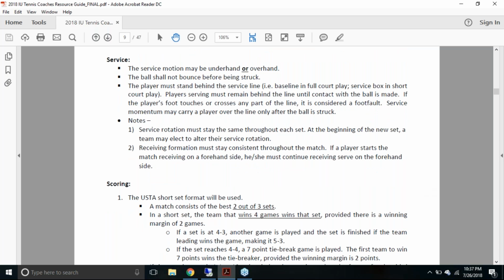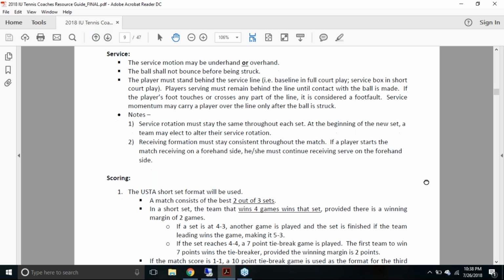For service, the service motion may be underhand or overhand. That's important to note. Some coaches don't know. As long as the ball does not bounce before being struck, you may use overhand or an underhand swing. The player must stand behind the service line, which is the baseline in the full court play, but the service box in short court. Players serving must remain behind the line until contact with the ball is made. If the player's foot touches or crosses any part of the line, it is considered a foot fault. Service momentum may carry a player over the line only after the ball is struck.